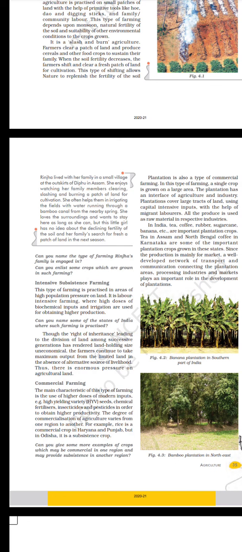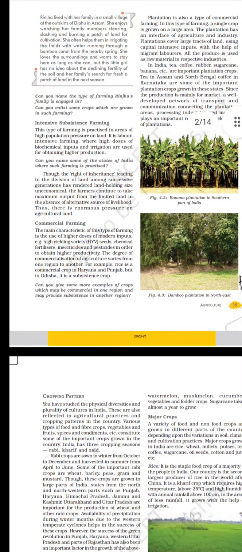Take a look at figure 4.2, banana plantation in southern part of India. Take a look at figure 4.3, bamboo plantation in northeast.